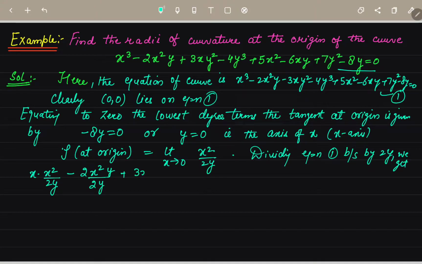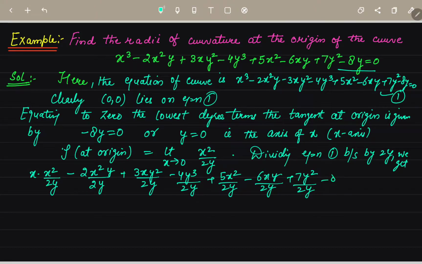Similarly plus 3xy square divided by 2y minus 4y cube divided by 2y plus 5x square divided by 2y minus 6xy divided by 2y plus 7y square divided by 2y minus 8y divided by 2y. This whole equation is equal to 0.